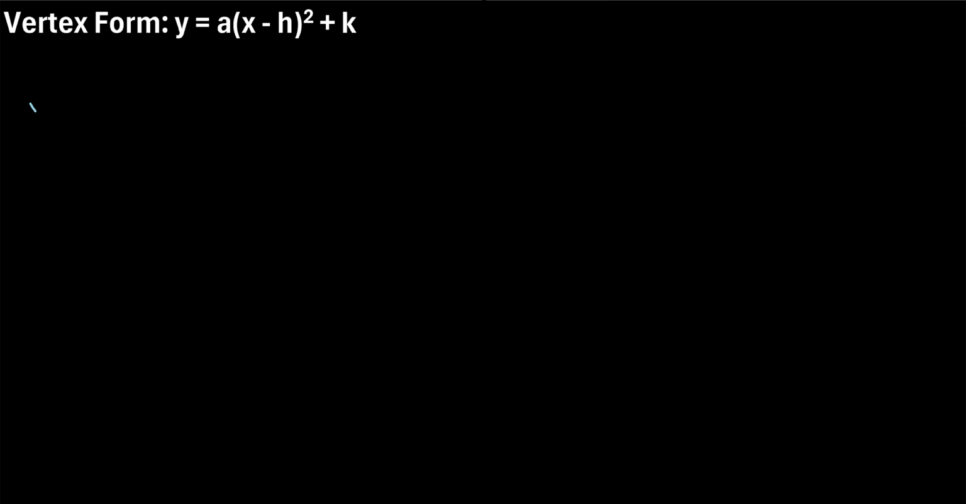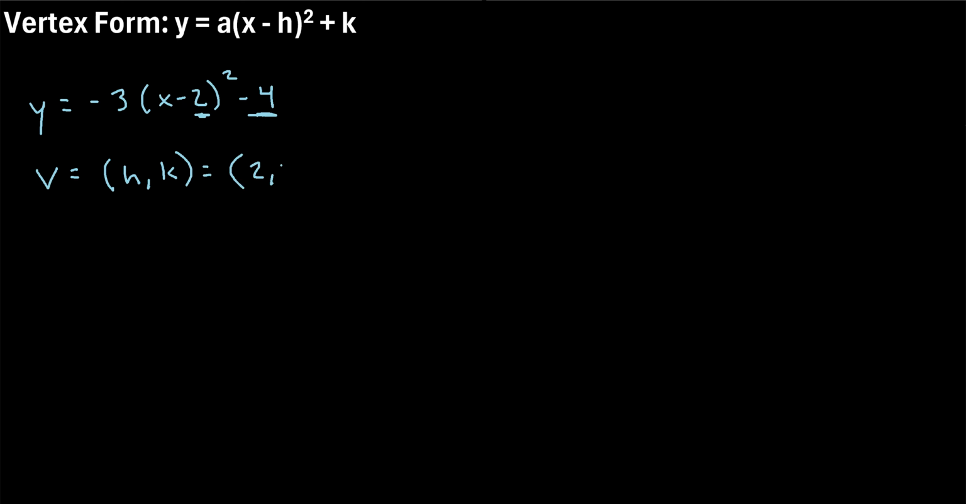Let's say we have y is equal to negative 3 times (x minus 2) squared minus 4. How can we graph this parabola? Well, the first thing that we want to do is identify the vertex. So the vertex, we'll write V, has the following coordinates: h, comma k, where h is the value right here, and k is the value outside of the parentheses. So we can see that the vertex for this particular parabola is located at 2, negative 4.